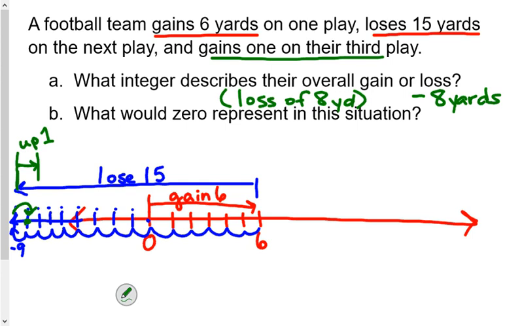What would 0 represent in this situation? So think about what that represented. We started at 0, then gained 6, lost 15, and gained 1. So what does 0 represent? It represents where they started. Which basically means in football terms, the original line of scrimmage.